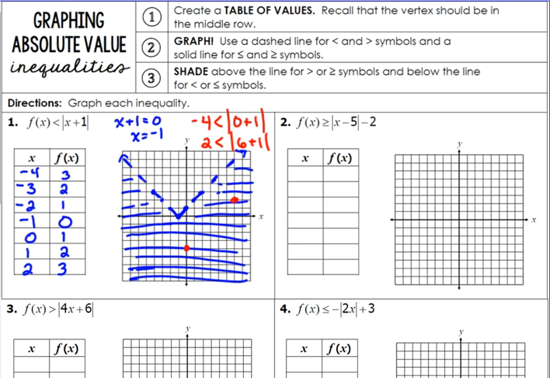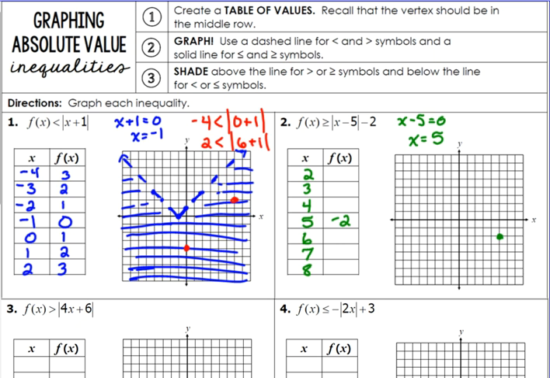Okay, let's do another one. Number 2. Let's find the vertex. X minus 5, set it equal to 0. So our vertex is at +5. So count down, 4, 3, 2. Count up, 6, 7, 8. The y value of our vertex, when we plug in 5, 5 minus 5 is 0. 0 minus 2 is -2. So 5, -2 is our vertex.